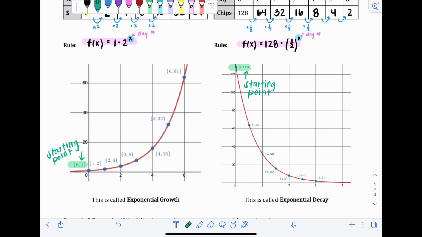Okay, and then the last thing I want to point out is that for exponential growth, your graph is going to go up and to the right, because we read graphs kind of like we read a book, left to right. And so if it's going upward, it's growth or it's increasing. And then exponential decay would be down and to the right. So if you read the graph from left to right, it finishes going downward or decreasing. So that would be exponential decay.